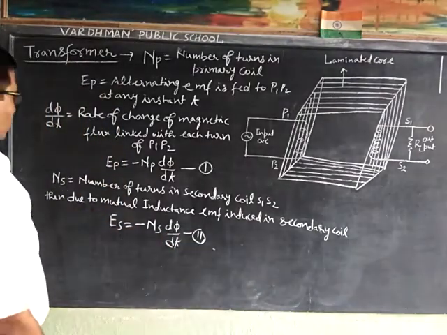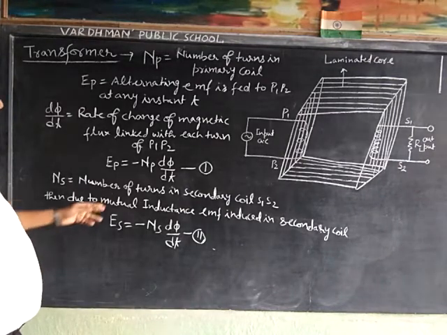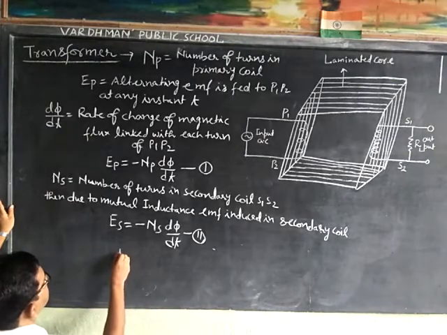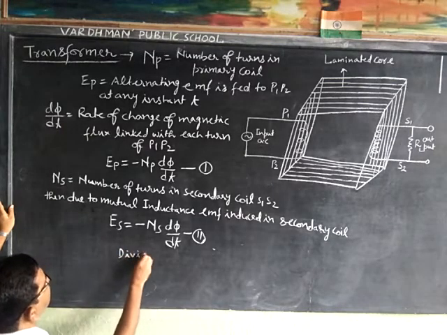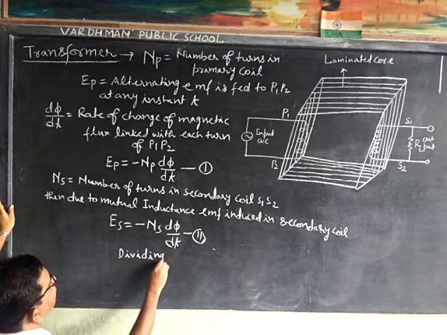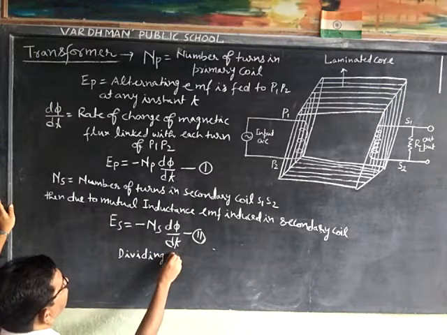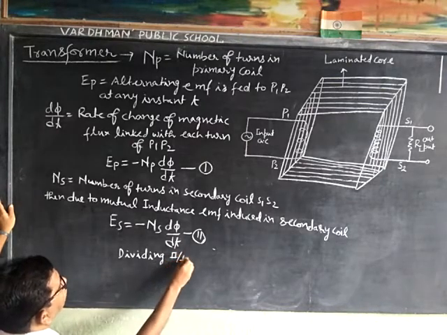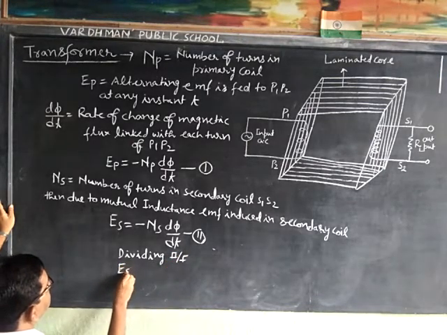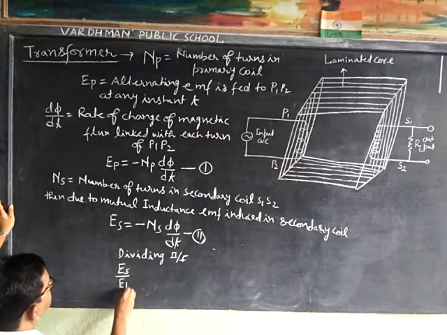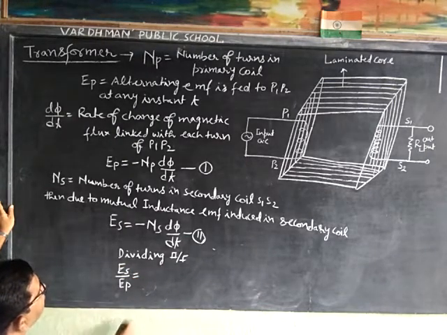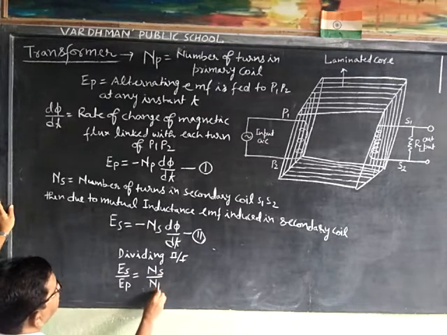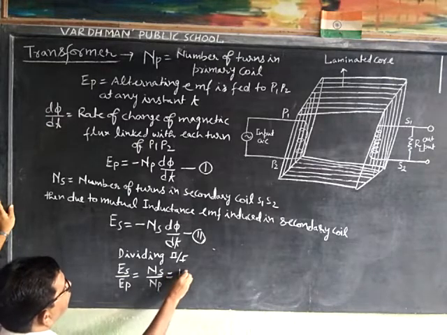Now dividing equation second by first, that is ES upon EP, ES upon EP is equal to NS upon NP, which is equal to K.